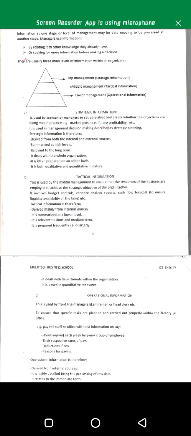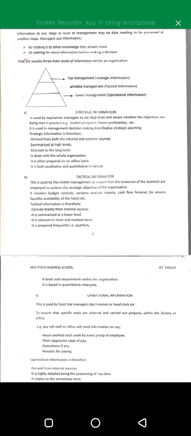So this is the use of strategic information. It is used in management decision making, which is described as strategic planning. So what we call management decision making is basically called strategic planning. You lay strategies, you make a very perfect plan for the future of your company.